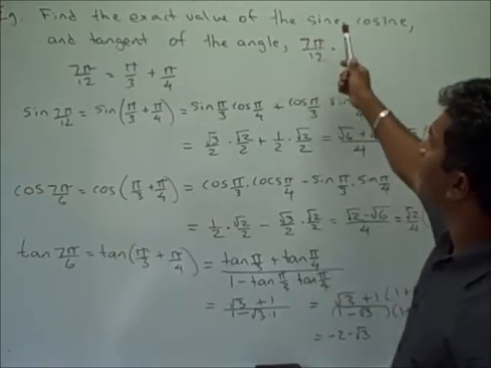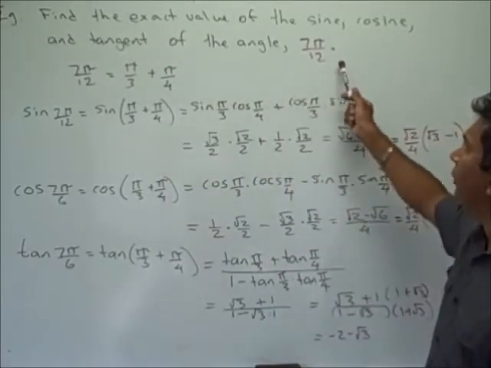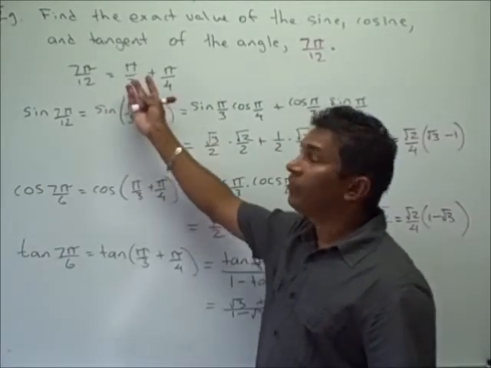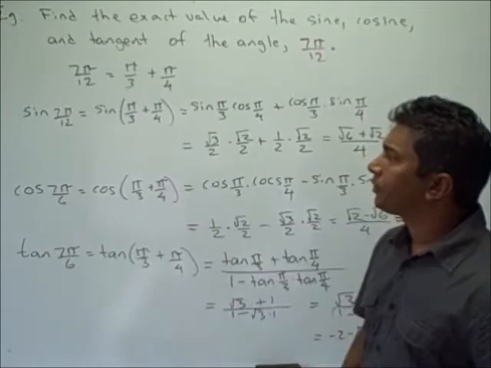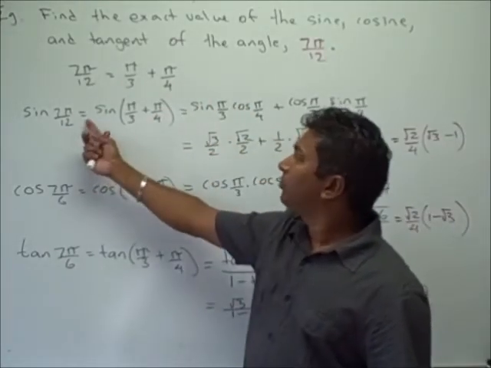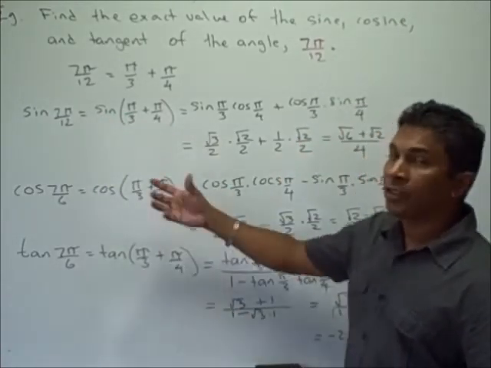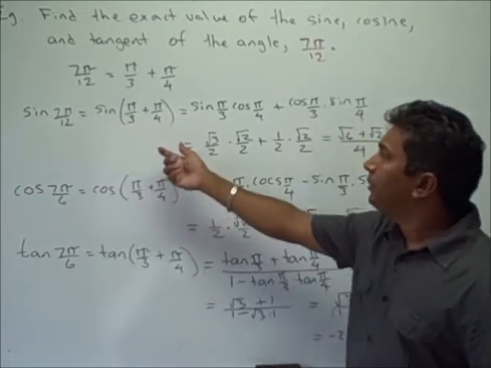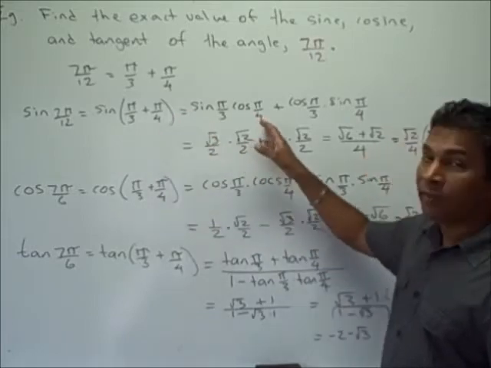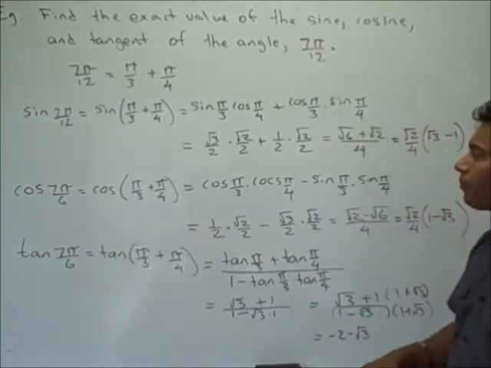Here we're being asked to find the exact value of the sine, cosine, and tangent of the angle 7 pi over 12. We know that 7 pi over 12 is the sum of pi over 3 plus pi over 4. So to find the sine of 7 pi over 12, we can simplify that to be the sine of pi over 3 plus pi over 4. Using our sum of sine identity, this becomes the sine of pi over 3 times the cosine of pi over 4 plus the cosine of pi over 3 times the sine of pi over 4.